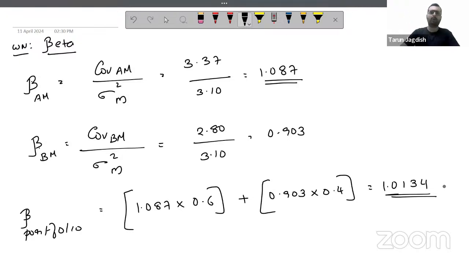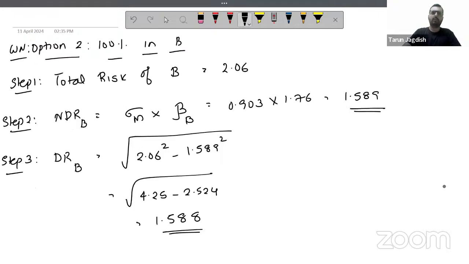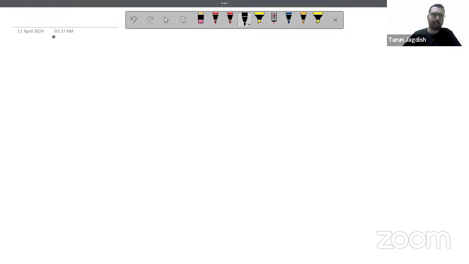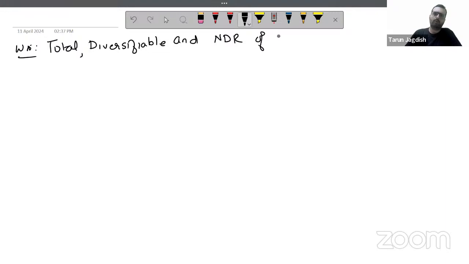Okay, so now I have got the total risk of option 1, and the total risk of option 2 we have done. Now I will write down the next working note heading: total, diversifiable and non-diversifiable risk of option number 3.